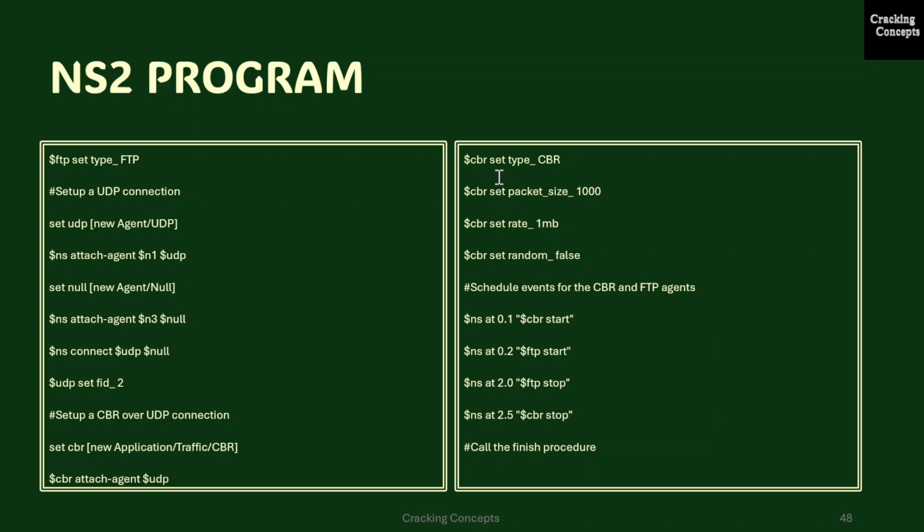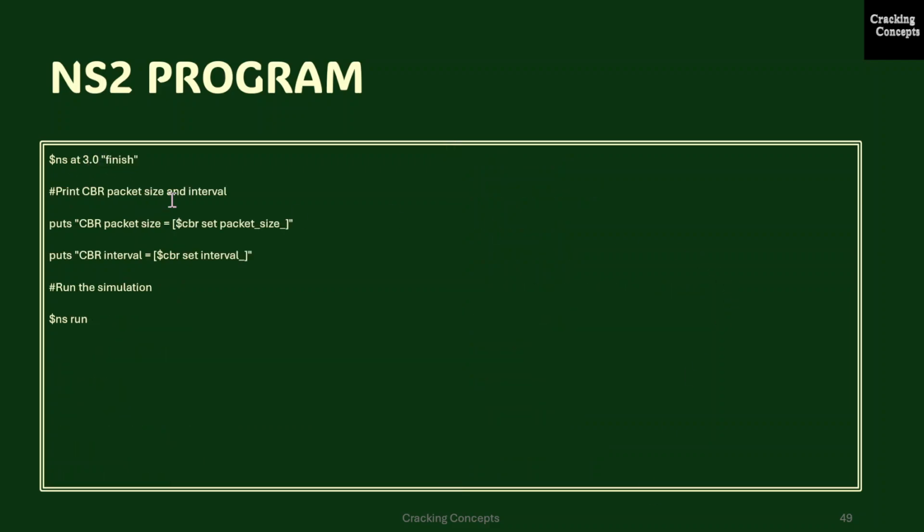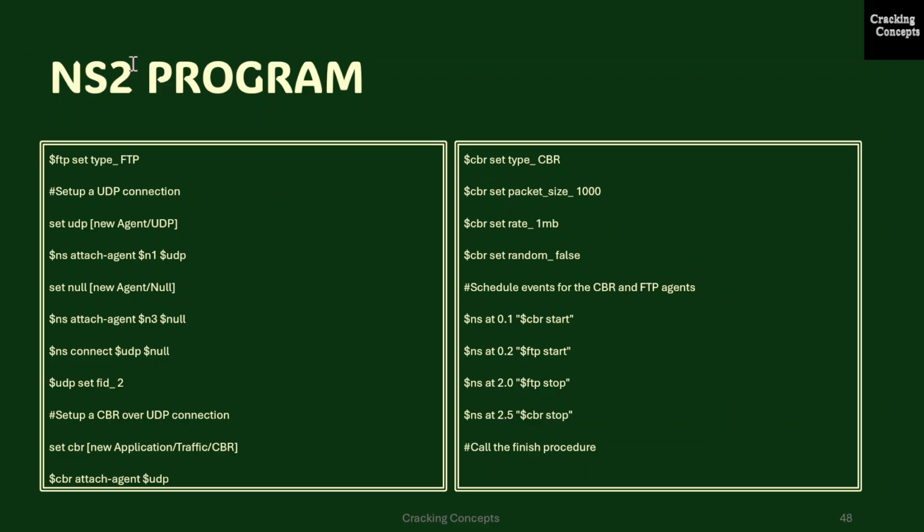Then we are scheduling each of these. At 0.1 second, we start CBR. At 0.2 second, we start FTP. At second 2.0, we stop FTP. At second 2.5, we stop CBR. And finally, we call the finish procedure at the third second. We also print two additional pieces of data on the terminal after the execution. One is the CBR packet size and the other is the CBR interval. We have both these parameters here.